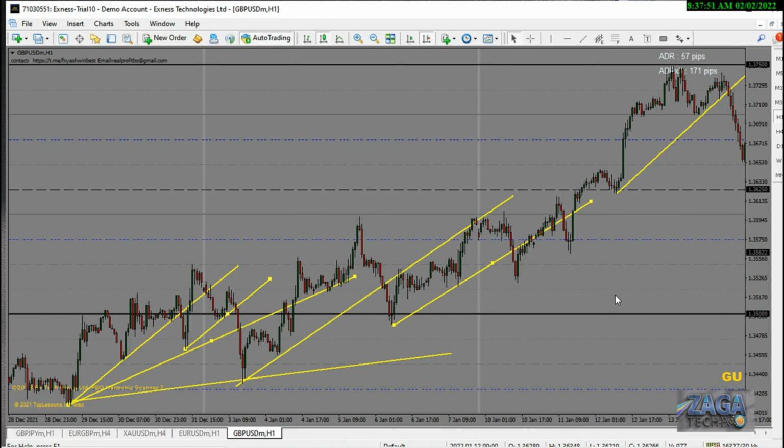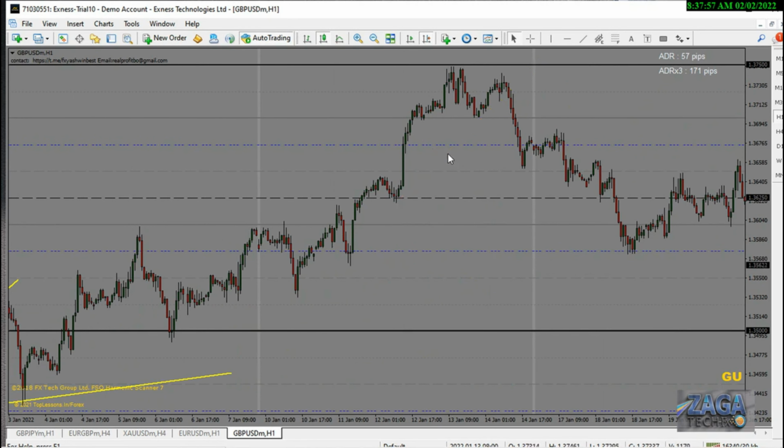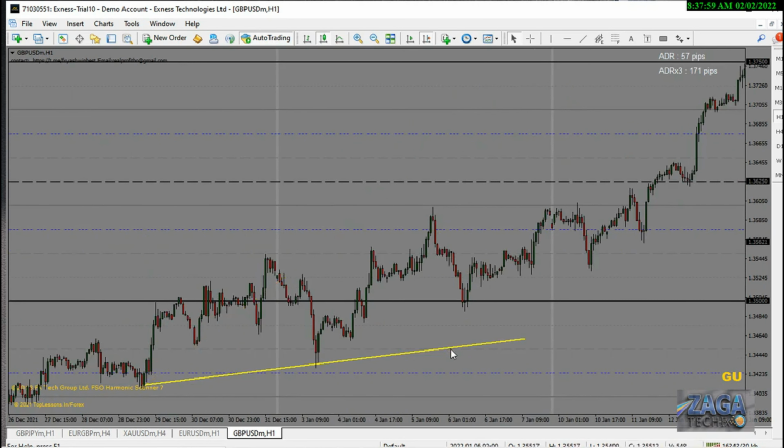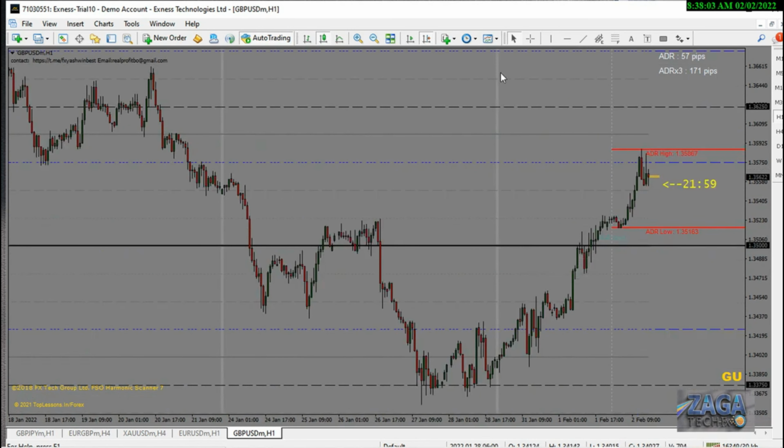All right, now let me clear this chart so you can identify. I've shown you guys the bearish trend line gap. Let's look for a bullish trend line gap. All right, let's take it from here to this one here, guys.